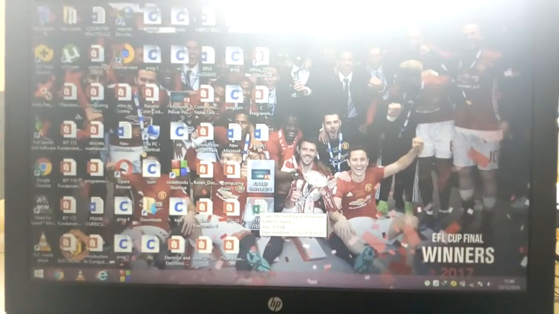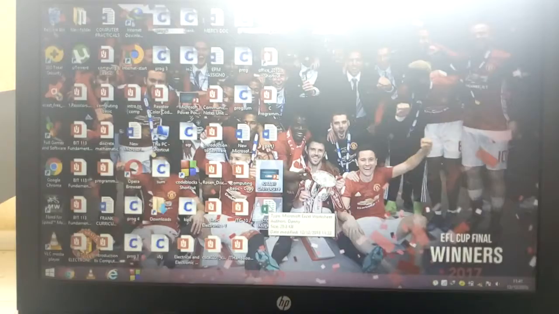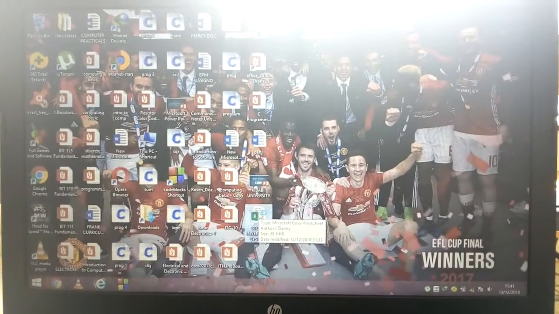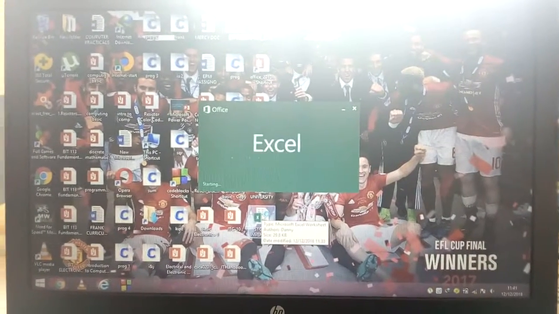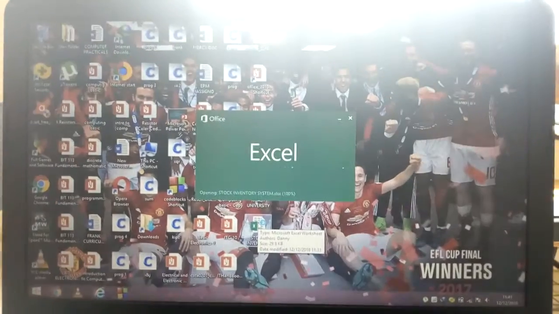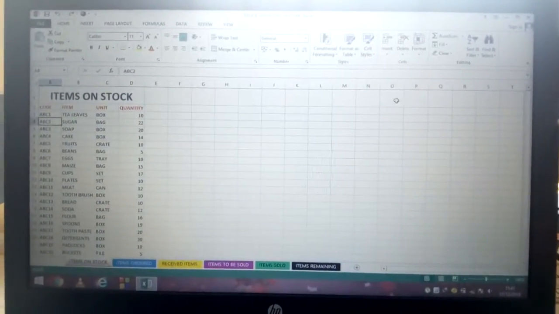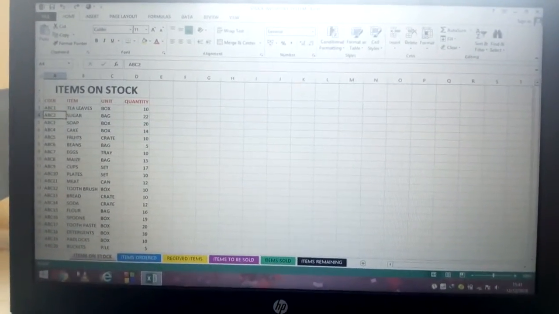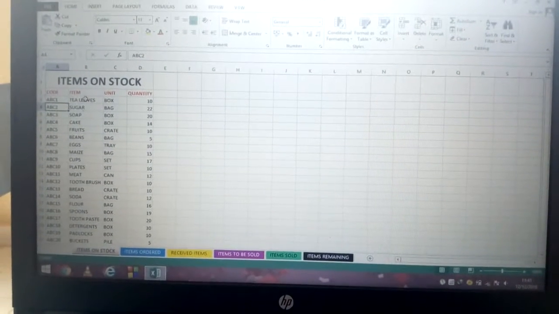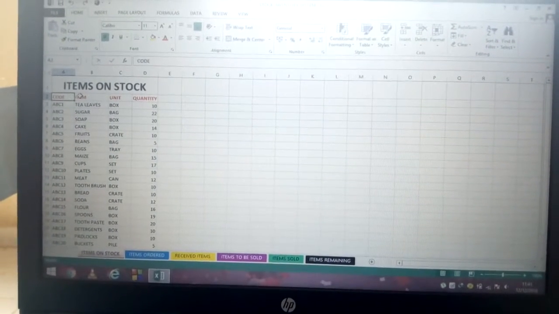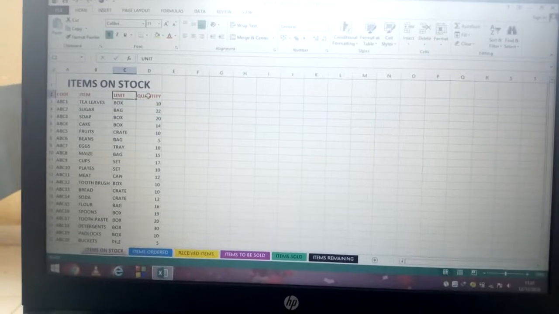So today we are going to look at a stock inventory system. So let's go straight to the business. We are using Microsoft Excel. On our first sheet we have items on stock, which comprises the code, item, unit and the quantity.